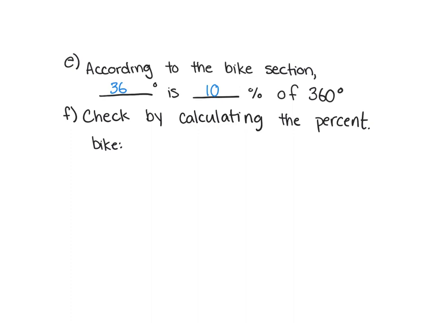For question F, they are going to ask you to check each statement from part E by calculating the percent. So we actually already did the math for this, but they're getting us to do what we did for part D that you have done for walking. So they want you to go, okay, 10% of 360 equals, and then you would do all the math to see if it equals 36. And if you have done all of your work correctly, then these statements should match up.